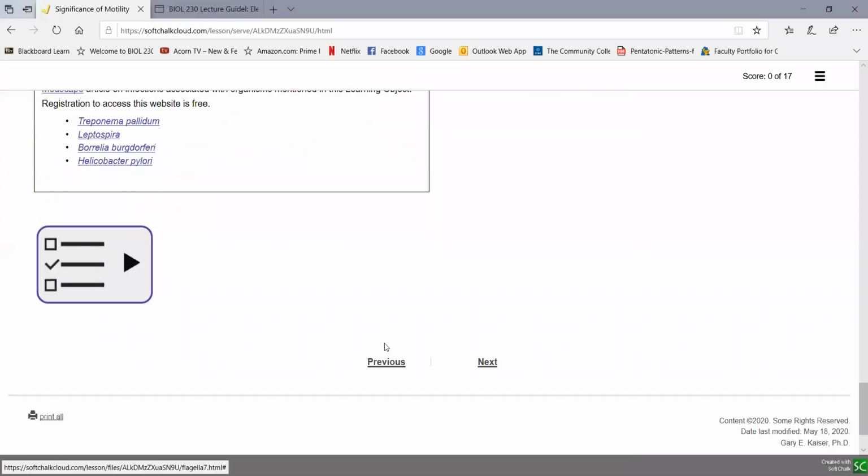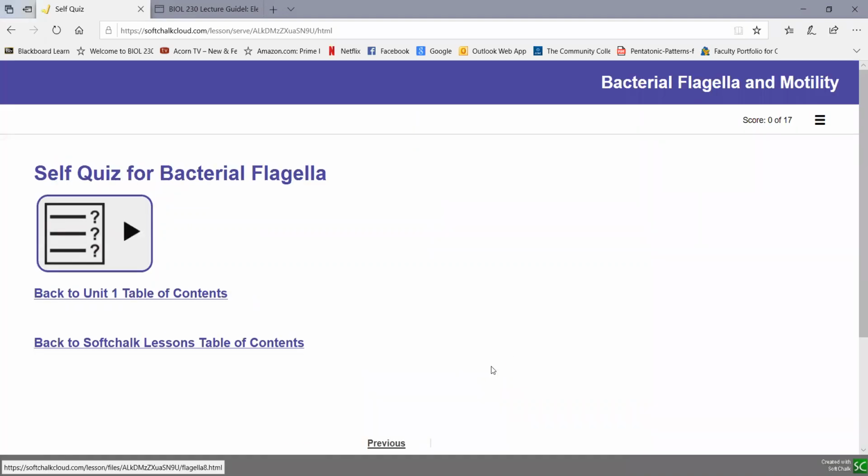And there's a self-check on pathogenicity. And at the end of the unit, of course, we have our self-quiz on the whole SoftChalk lesson on bacterial flagella.